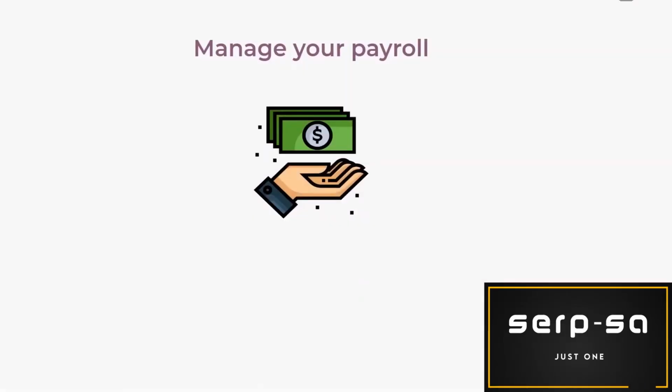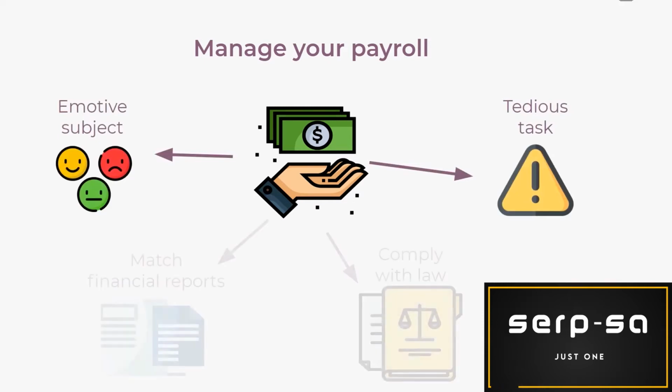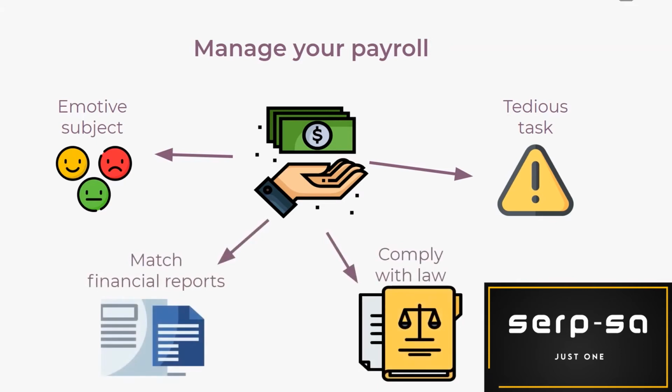Payday is probably the most emotive subject for employees in any organization. It's critical that people are paid correctly and on time. Payroll does not stop with simply giving your employees their paychecks. You must also comply with related federal, state, and local laws. Failure to properly administer your payroll duties can lead to inaccurate paychecks and financial reports.